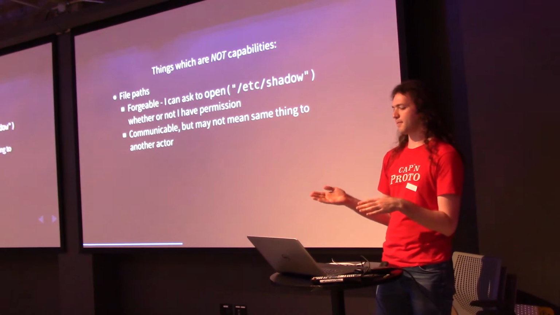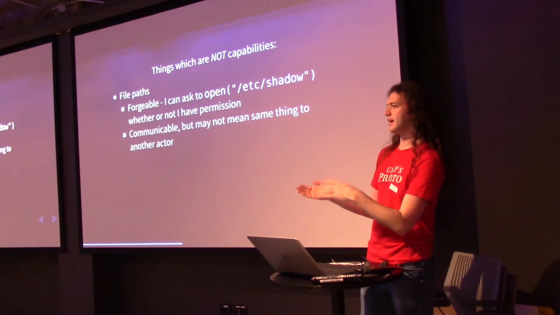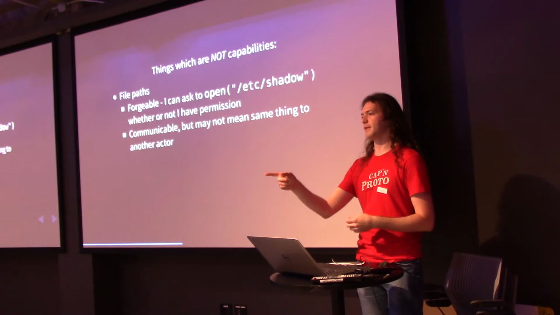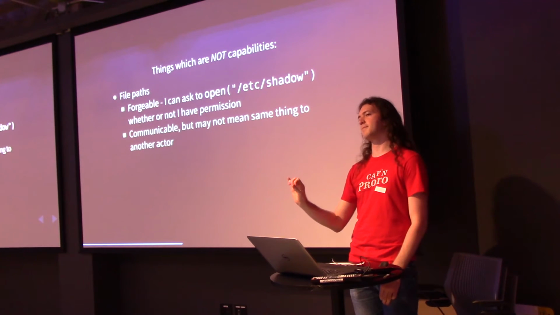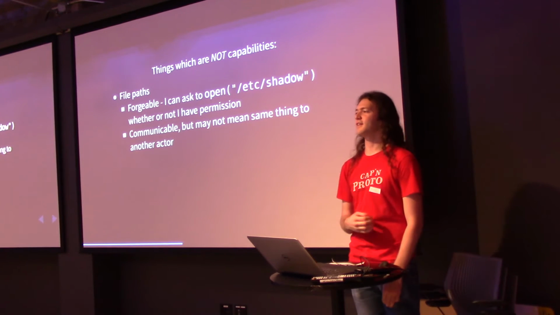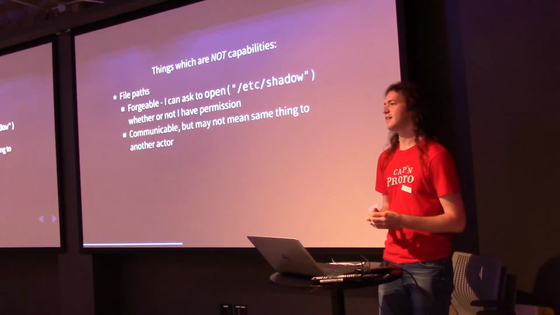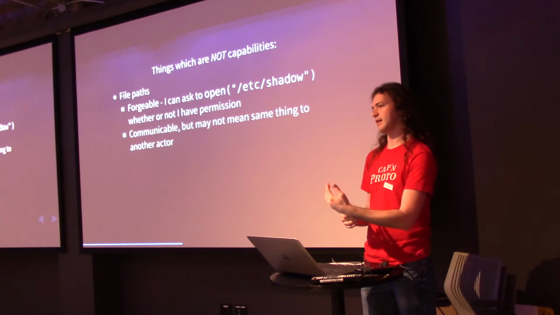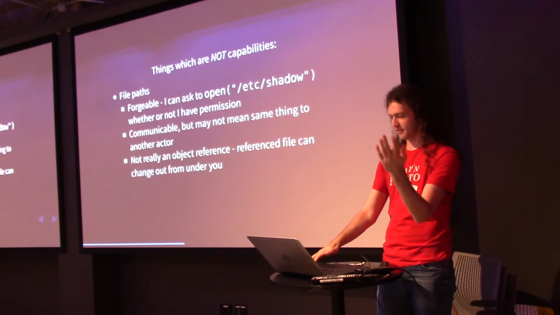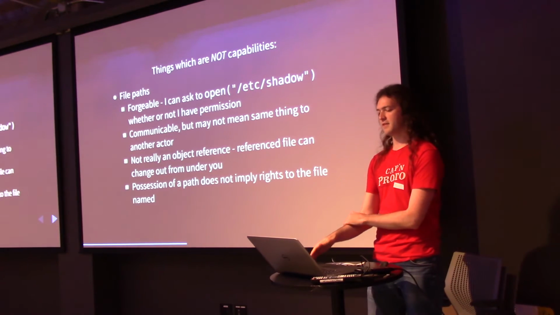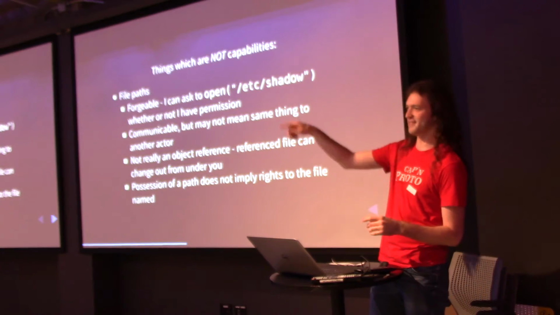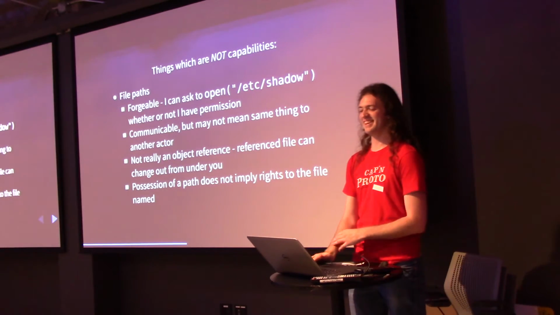File paths are communicable, but even at different times, they may refer to different objects. So I could send you a path, but the file referenced by that path has been replaced by a symlink that points somewhere else when you go to look at it. And so there are time-of-check, time-of-use bugs. They're not object references, and possession of a path does not imply rights to the file. So basically, X's in all the columns.